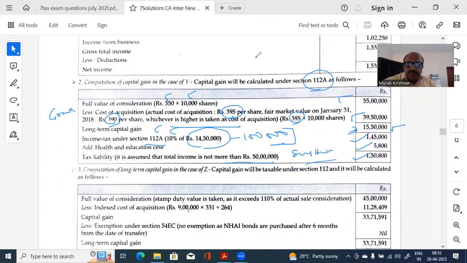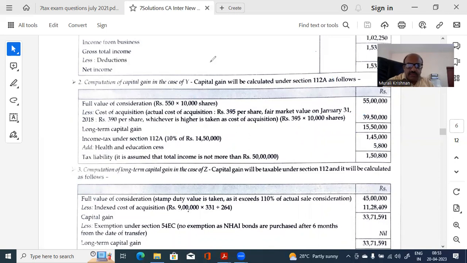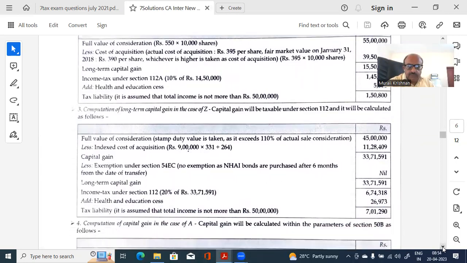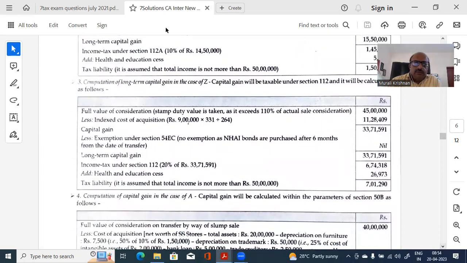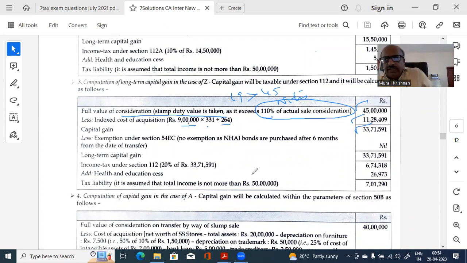Next question. The answer to the next question, what we just now saw: stamp duty value is considered as it exceeds 110% of consideration. All this has to go into your notes. That's why 45 lakhs. It is 19 lakhs and 45 lakhs, therefore this difference is more than 110%, so it has to be considered. And indexation is 9 lakhs into 331 by 264, 11 lakh. Therefore, your total amount of capital gain is 33 lakh 71,000.